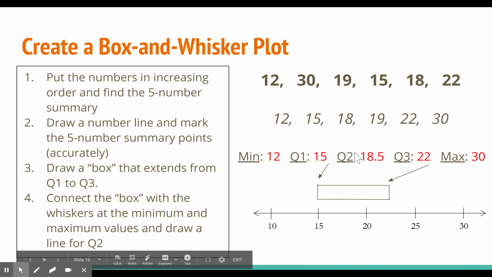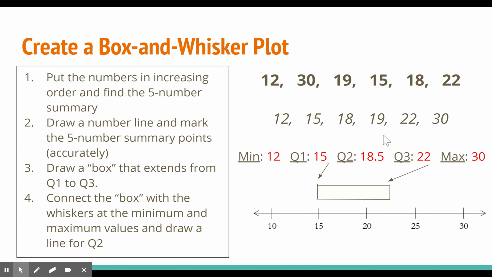Now we're going to need to draw an extra line where 18.5 is in our box. 18.5 is going to be somewhere about there-ish. And don't forget about our max and our min for our whiskers. And there is our box and whisker plot from scratch from our data set.